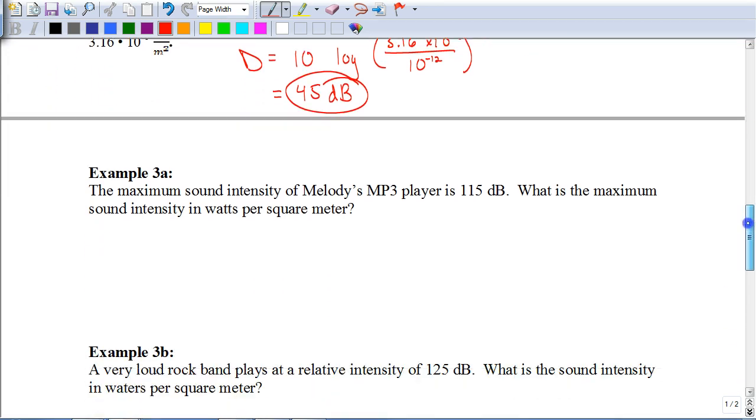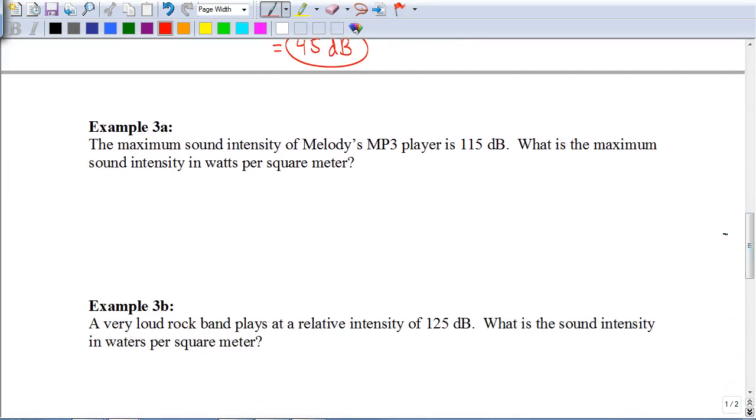Okay, let's look at another situation. Here they give us the decibels. The maximum sound intensity of Melody's MP3 player is 115 decibels. What is the maximum sound intensity in watts per square meter? So this time we're going to go the other way around. This time they're giving us the value in decibels, and we need to figure out what it would be in watts per square meter. So we're going to use that same equation.